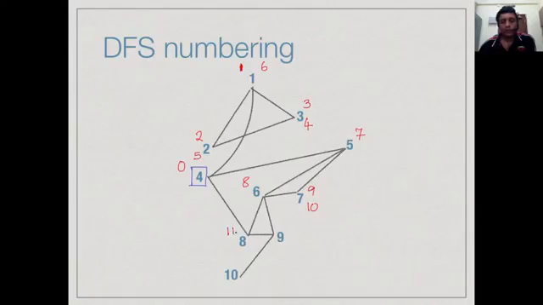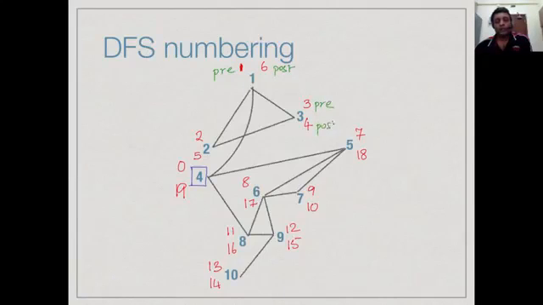So now I enter 8 at step 11. From 8, I enter 9 at step 12. From 9, I enter 10 at step 13. Then I leave 10. I leave 9 at 15. I leave 8 at 16. I leave 7 at 17. I leave 5 at 18. And I come back to 4 and I finally finish at 19. So I have with each node now these two values, a pre-value and a post-value.